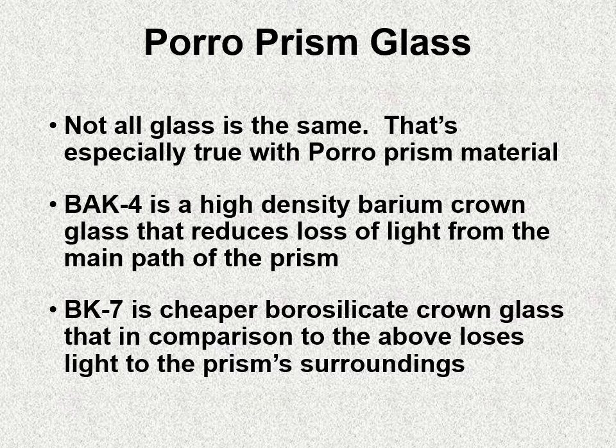BAK4 is a high-density glass. It reduces loss of light from the main path of the prism. The BK7 is a cheaper glass in prisms. And so the more expensive binoculars have BAK4 glass. How can you tell?